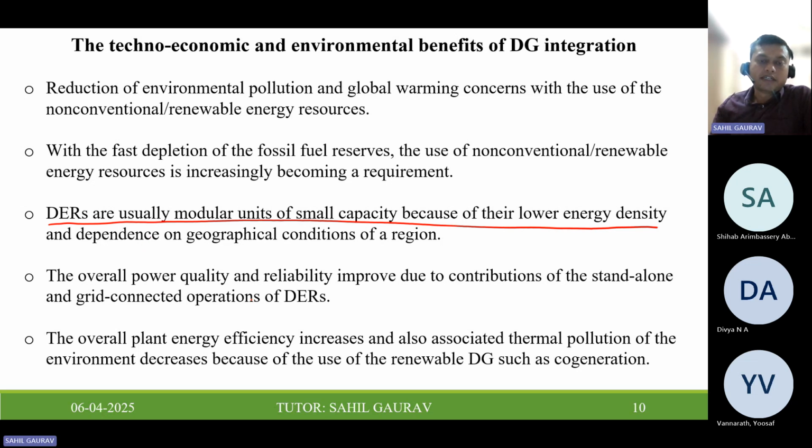And the overall power quality and reliability improved due to contribution of the standalone and grid connect operation of distributed energy resources. So the overall power quality and reliability improves due to the integration of DGs available, and the overall plant energy efficiency increases, and also thermal pollution of the environment decreases because of the renewable distributed generation such as cogeneration. So what do you mean by cogeneration?